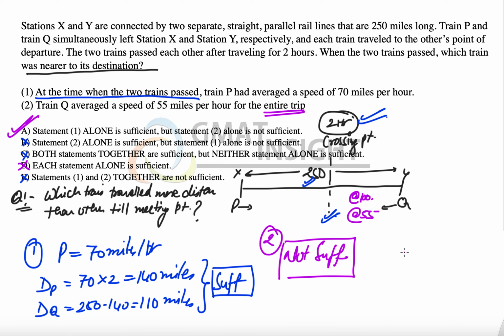So we are left with only one option, A, which means statement 1 alone is sufficient, but statement 2 alone is not sufficient.